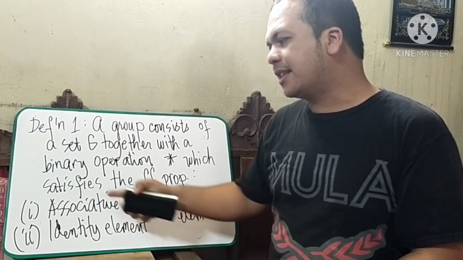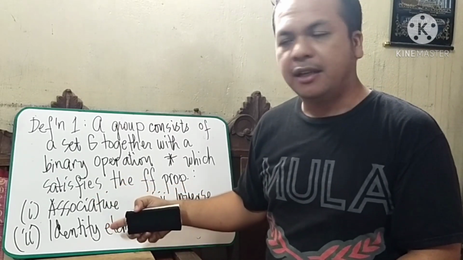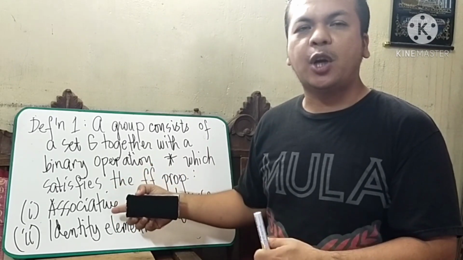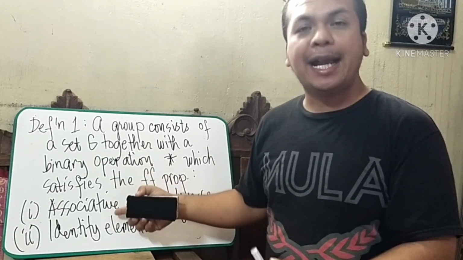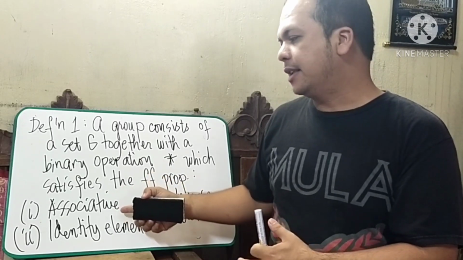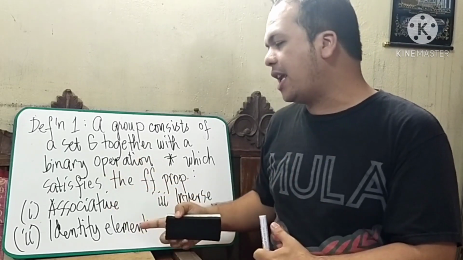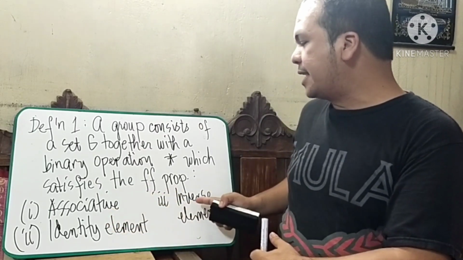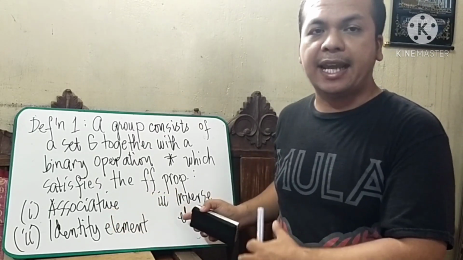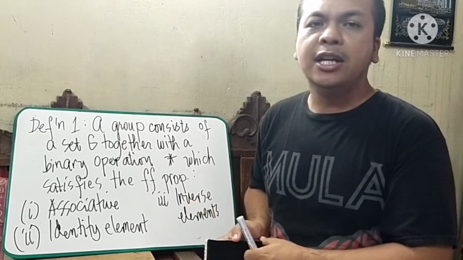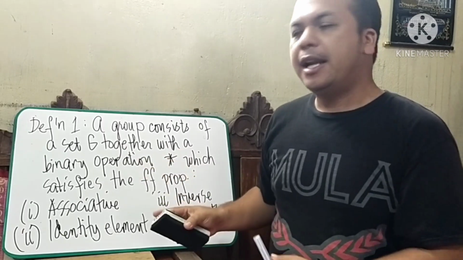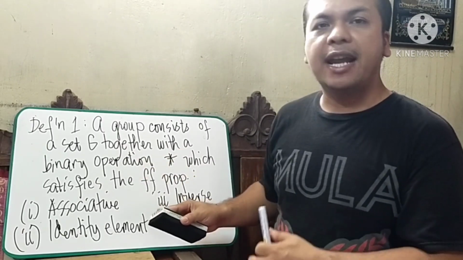And take note that these three properties are actually covered when we discuss the binary operation, right? That is on associativity, the existence of an identity element, and the existence of an inverse element. Okay, to illustrate the idea of a group, let's proceed to giving an example.